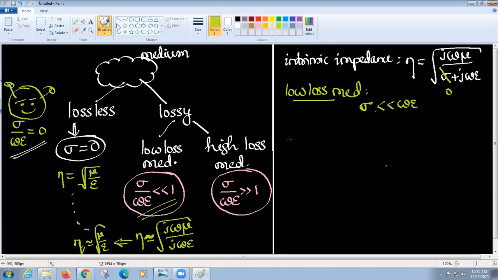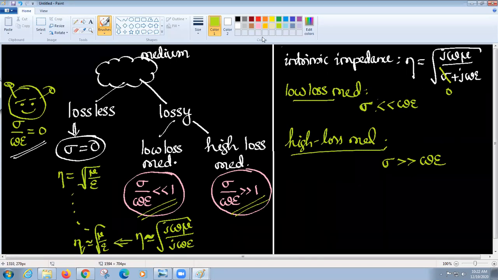When we go to high loss medium, now what about sigma? Sigma is far greater than omega epsilon. From this we can say sigma is this. Now what happens to my eta? Now I cannot neglect sigma, right? So now I can say eta is approximately equal to square root of j omega mu by what? What do I take here? Sigma, correct. So under square root. So now what you get here?